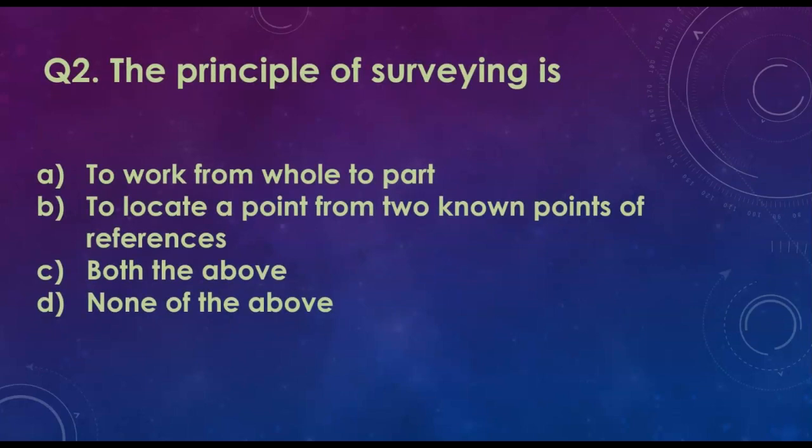Question 2. The principle of surveying is option A, to work from whole to part, option B, to locate a point from two known points of reference, option C, both the above, and option D, none of the above.